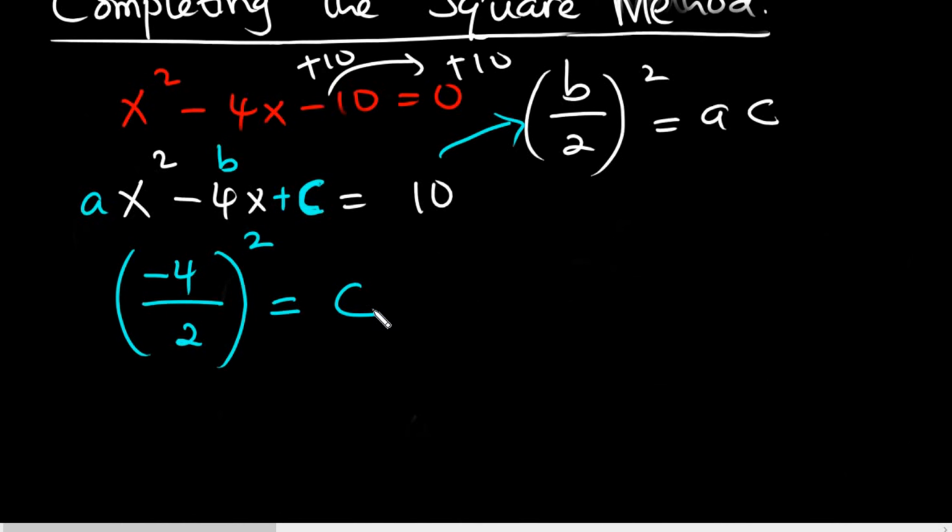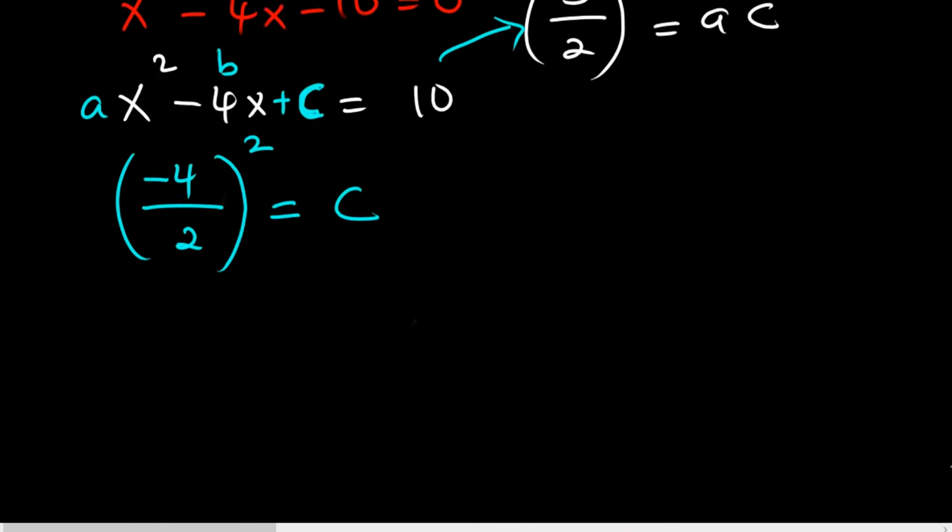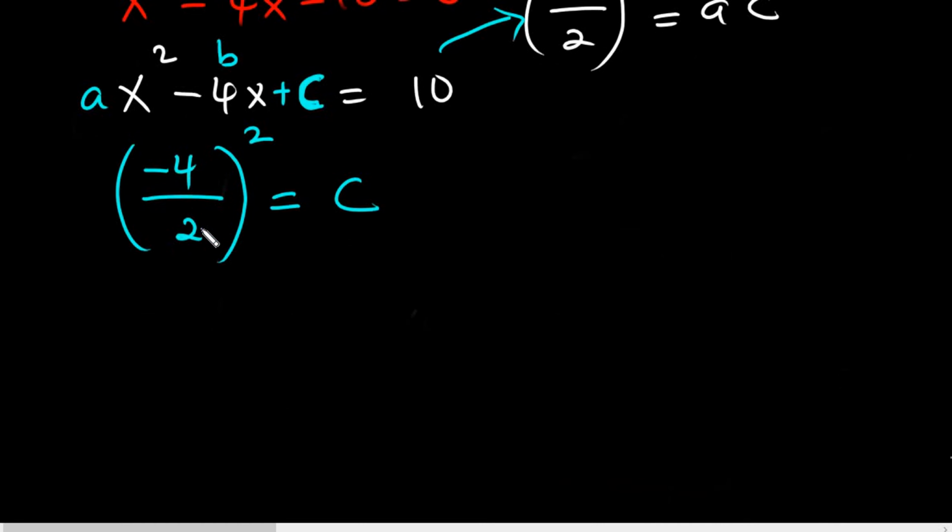So let's work that out. Negative 4 divided by 2 is negative 2. Negative 2 squared is 4. So the value of C is 4. So if I rewrite this equation, it's going to be x squared minus 4x plus 4 is equal to 10. But then this equation is not balanced, okay, if I may say so.